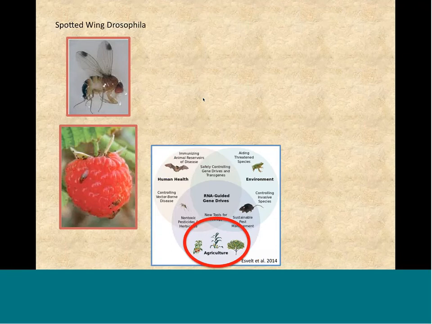So to move on to agriculture, there are, again, pests where this technology is active in terms of research. One example here is spotted wing Drosophila, which is a new invasive pest in the U.S., across the entire U.S., causing lots of damage to small fruits. And this Drosophila is very closely related to the model organism Drosophila melanogaster. So doing the engineering is pretty much a very feasible thing to do.